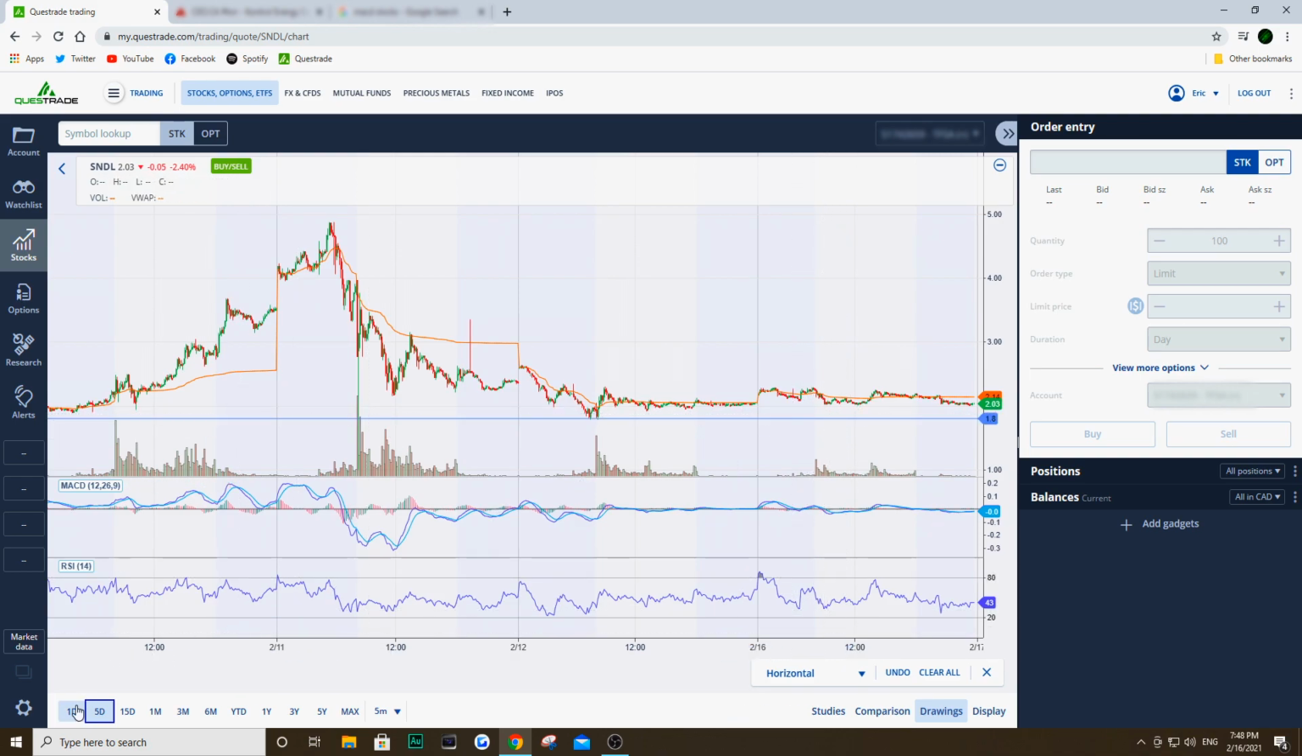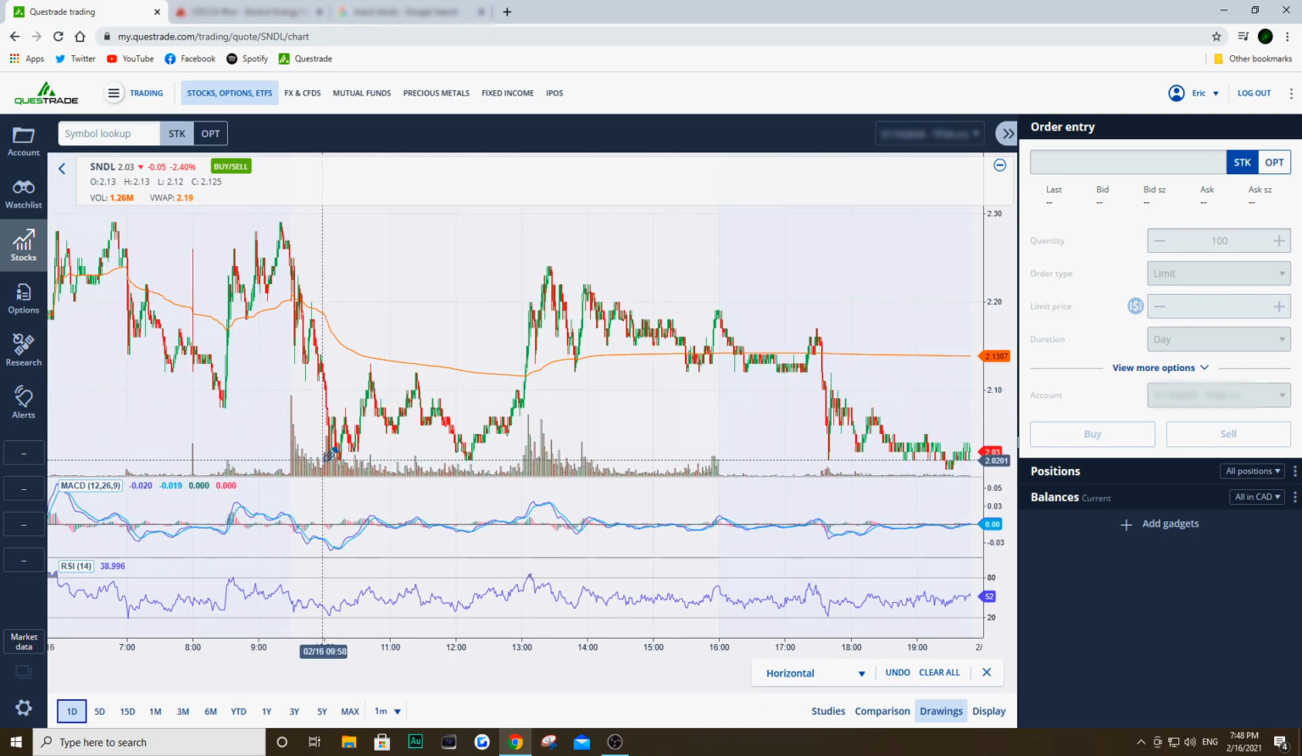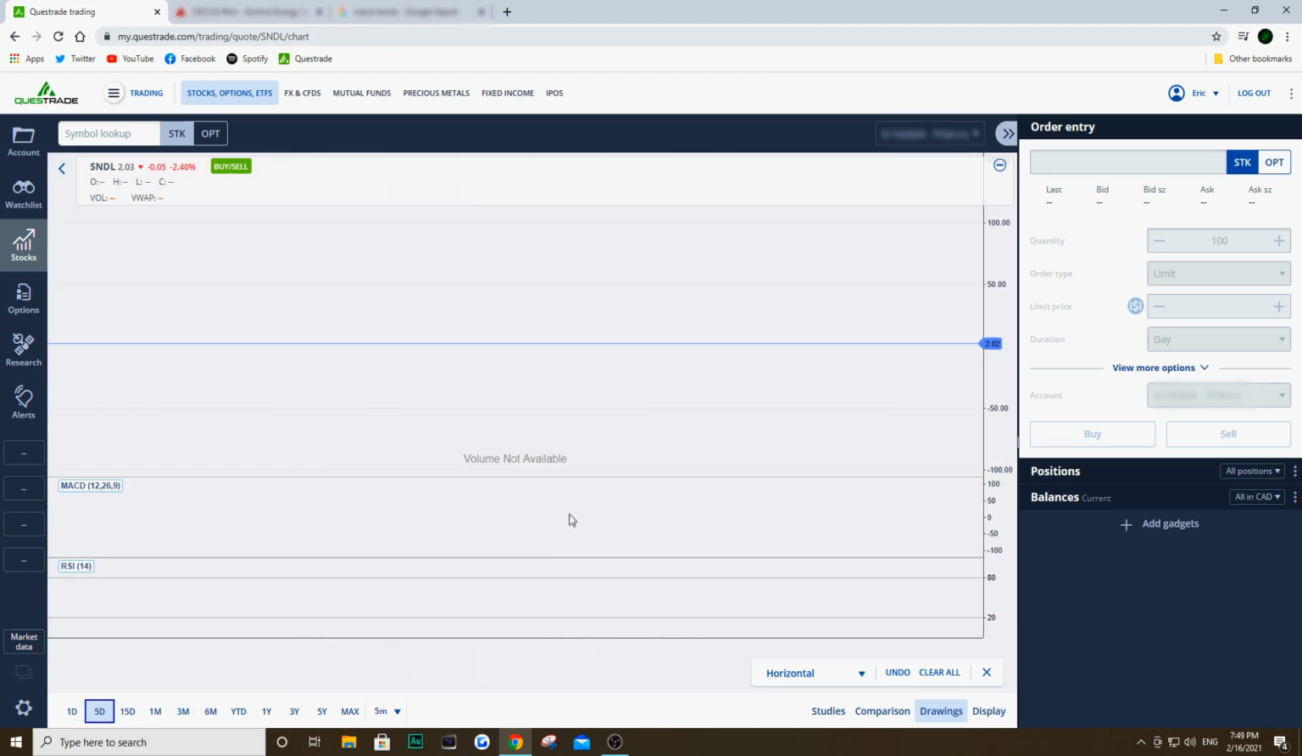If we go to a day chart, which was today, we can see that it kind of double bottomed during the actual market hours. At 10:30, it bottomed out at 2.02, and then again at 12:15. Now after hours, it went to 2.01, and it's staying above the $2 mark again, where the support is. But this is what I'm saying: if this $2 mark breaks, I really do believe that the next support level is at $1.75.